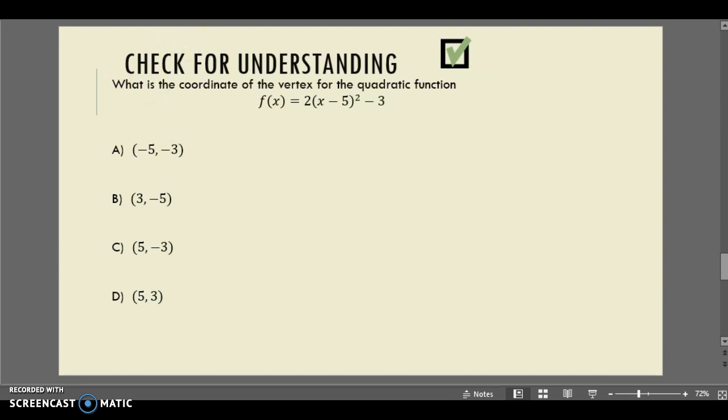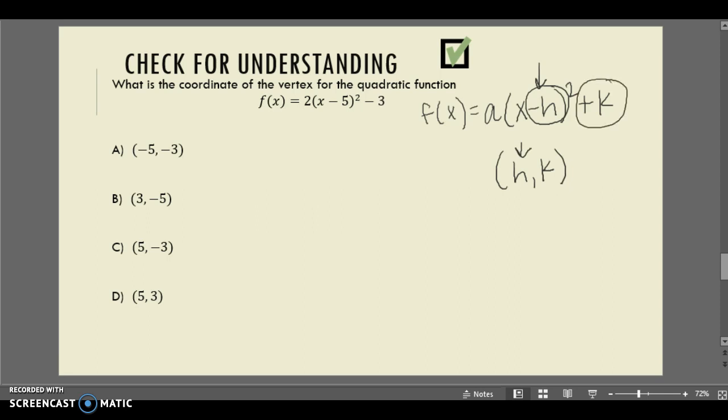So what is the coordinate of the vertex for the quadratic function? So remember, we have f of x equals a times x minus h squared plus k. And our vertex is h, k. So one important thing is we're going to take the opposite of whatever this number is. Okay? Since it says minus h, we want the opposite of that for positive h. And whatever this is, we're just going to take it at face value. That's going to stay the same.